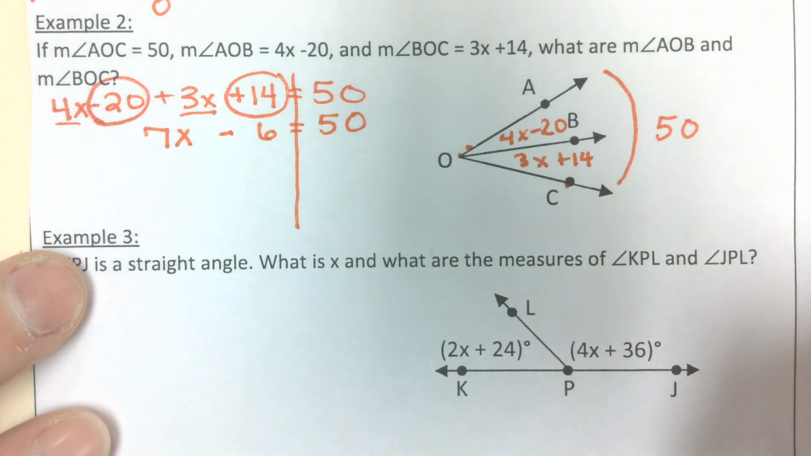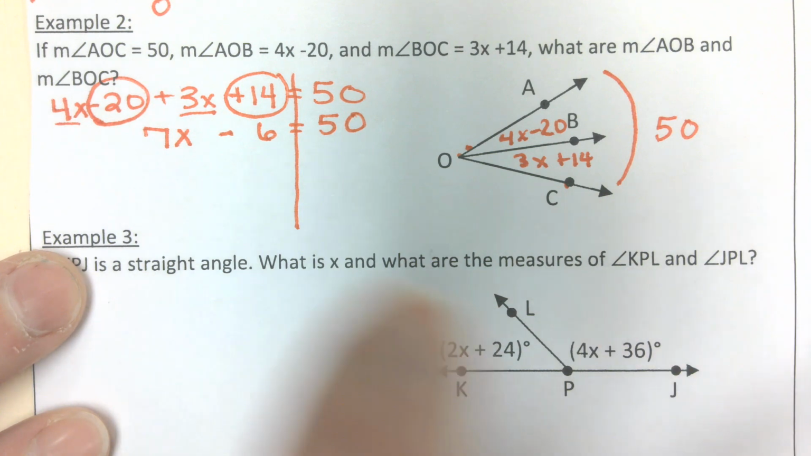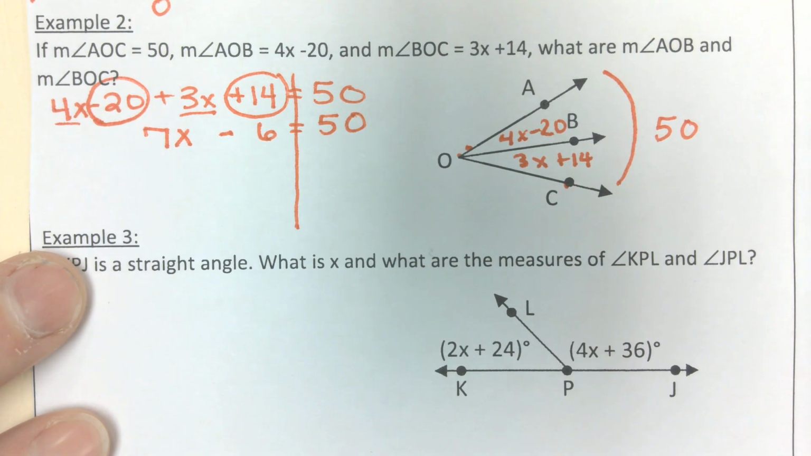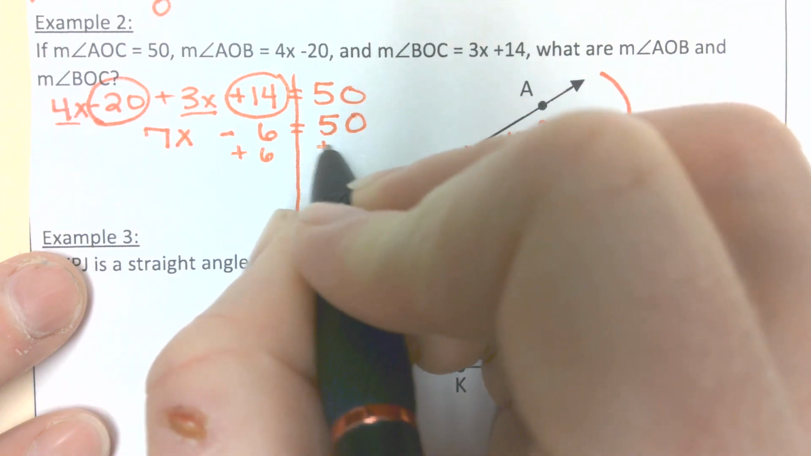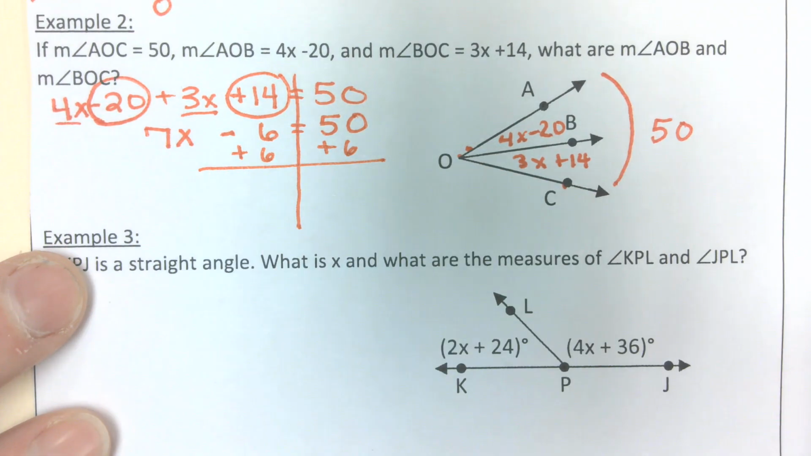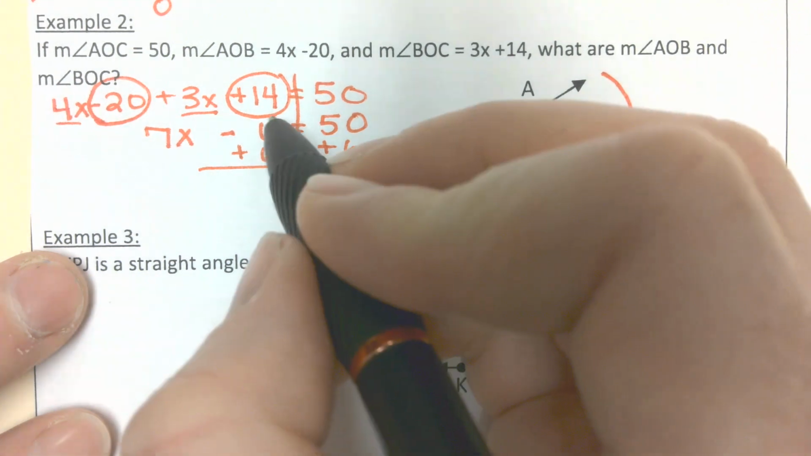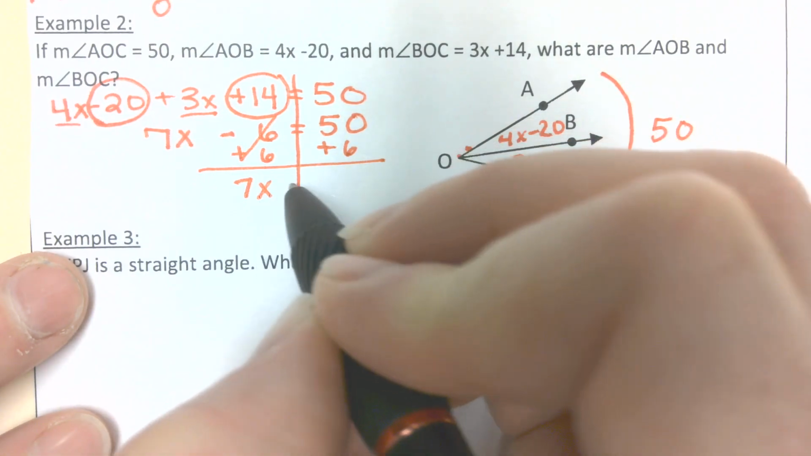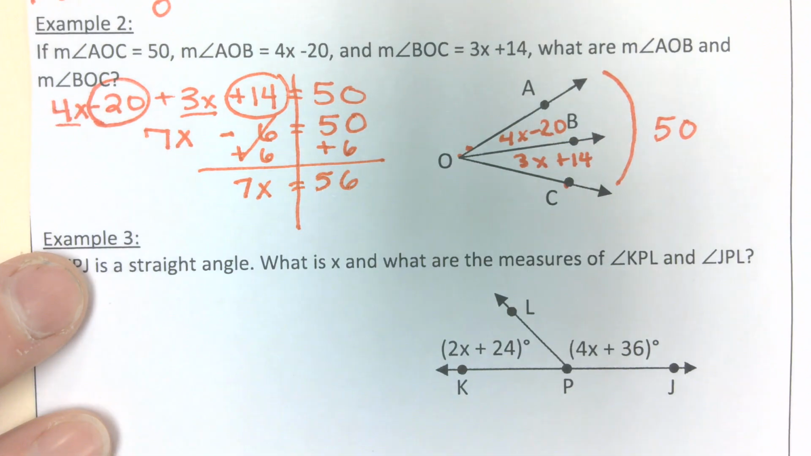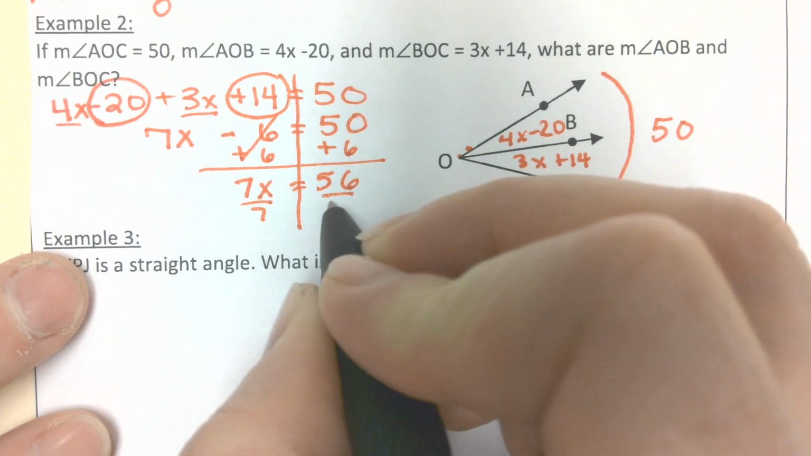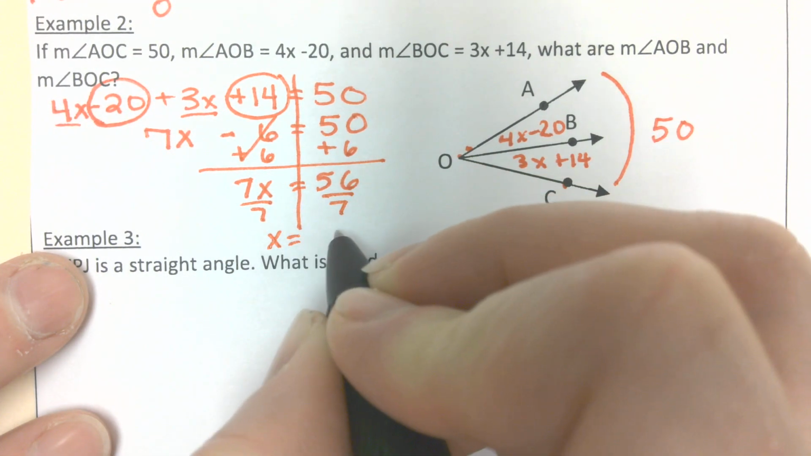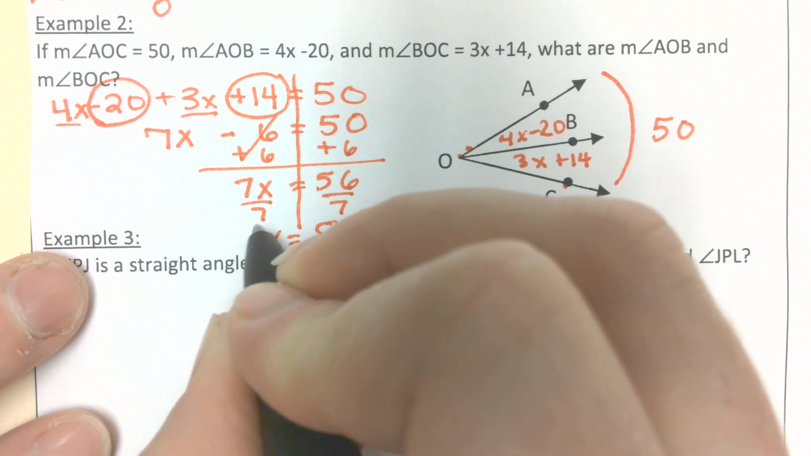So now we're down to a pretty simple equation. So remember we do the add or subtract first to get x by itself. So that means we need to add 6 to both sides. So we have 7x equals 56. And we need to get x by itself, so we need to divide by 7. So what does x equal? 8. Okay.